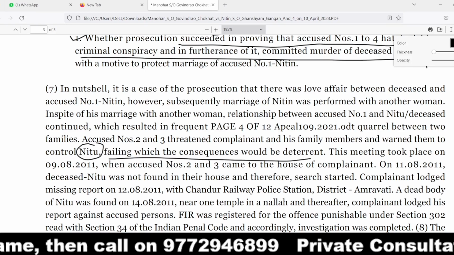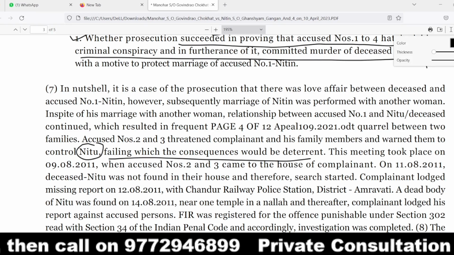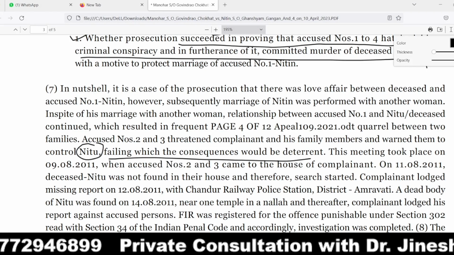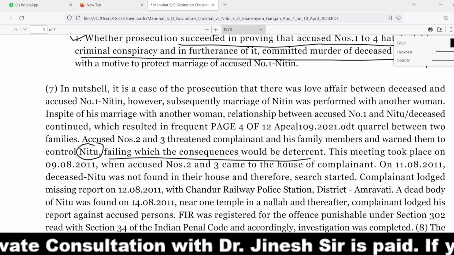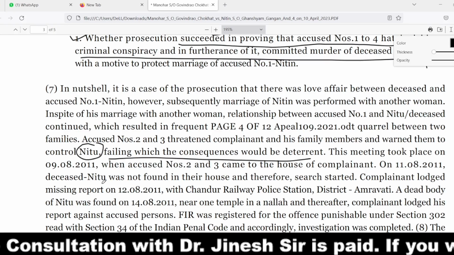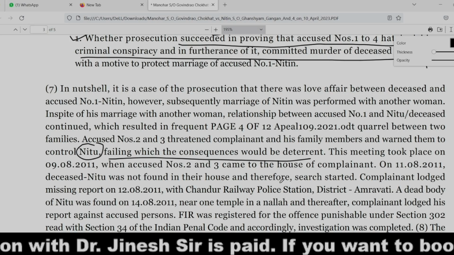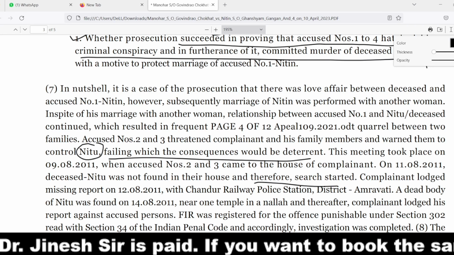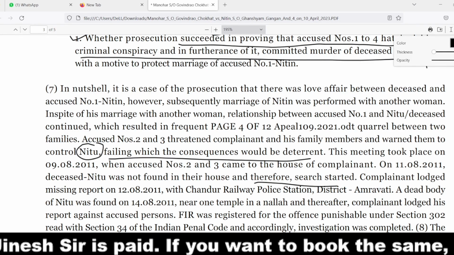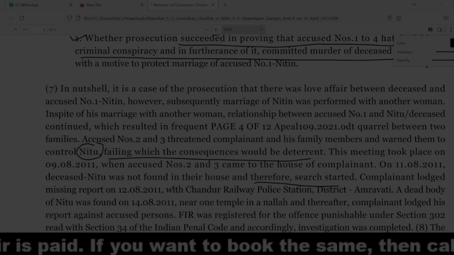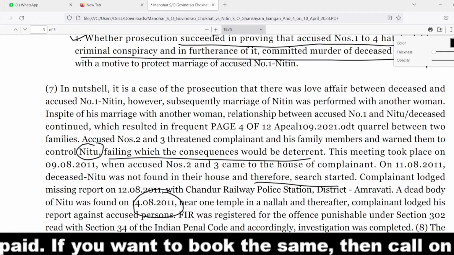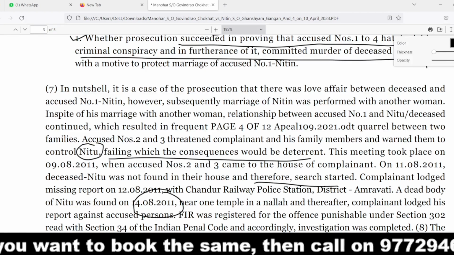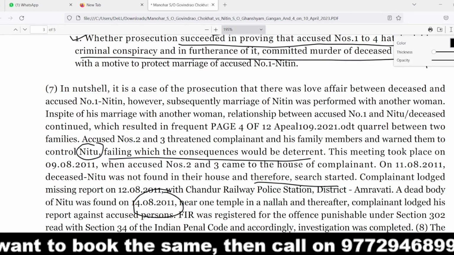This meeting took place on 9th August 2011 as averred in the prosecution case, meaning the date on which accused number 2 and 3 came to the house of the complainant. And on 11th August 2011, the deceased Neetu was not found in their house. Therefore, a search was started. At the inception, the complainant lodged a missing report, and later on the dead body was recovered on 14th August 2011 near a temple in Anala. Therefore, the complainant lodged a report against the accused persons.